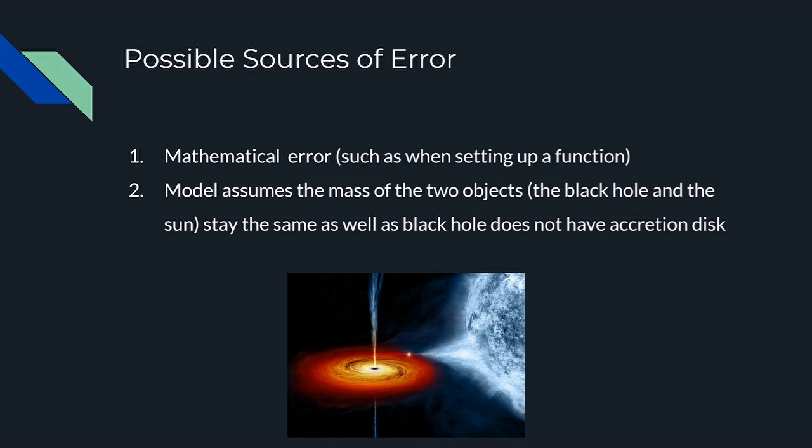So some possible sources of error would be mathematical error, such as when setting up the function. And then also the model assumes that the mass of the two objects stays the same, as well as that the black hole does not have an accretion disk. So basically this is just a very simple model to estimate the mass of a black hole computationally.